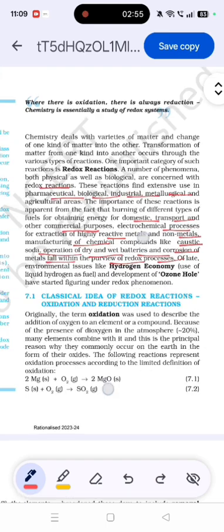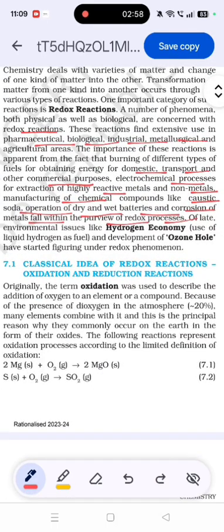Okay. So, the classical idea of redox reaction. What is actually redox reaction? That is oxidation and reduction reaction. We know that the term oxidation is the addition of oxygen to an element or a compound. Addition of oxygen to a compound or to an element is called oxidation reaction. This is what we have learned in our previous class.